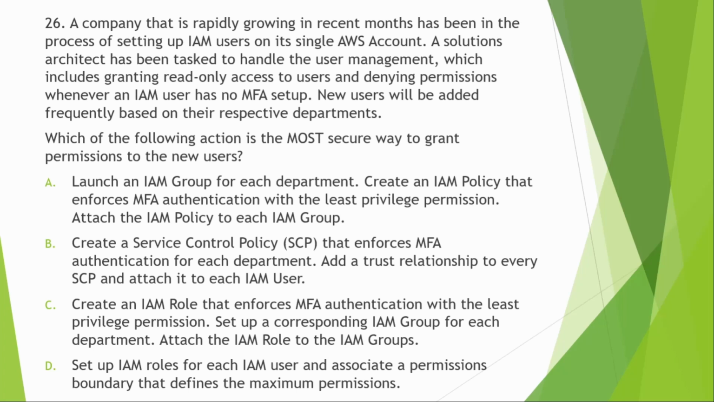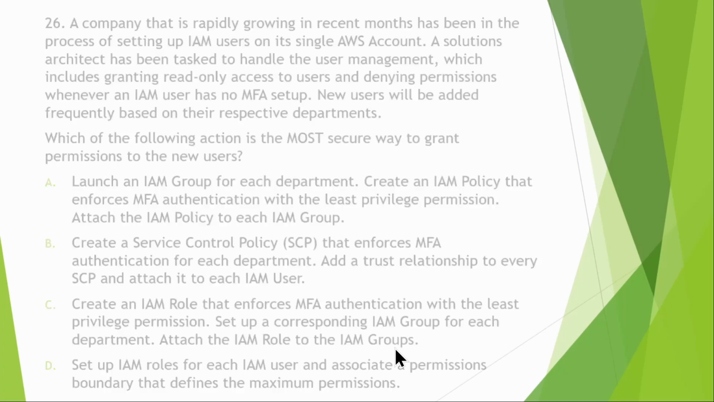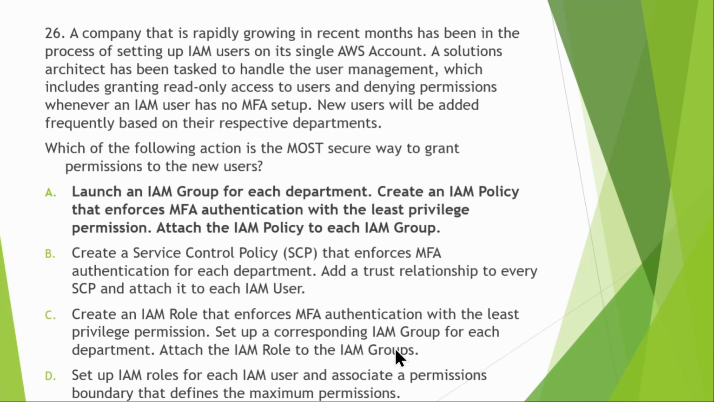Okay, then: set up IAM roles for each IAM user and associate a permissions boundary that defines the maximum permissions. You might have read the best practice of IAM. What is the best practice? Grant least privilege, not the other way around. Why would you give maximum permissions? Correct. You need to make it secure, not open to the community, telling them to do whatever they want, right? So yes, the correct answer is on the screen.